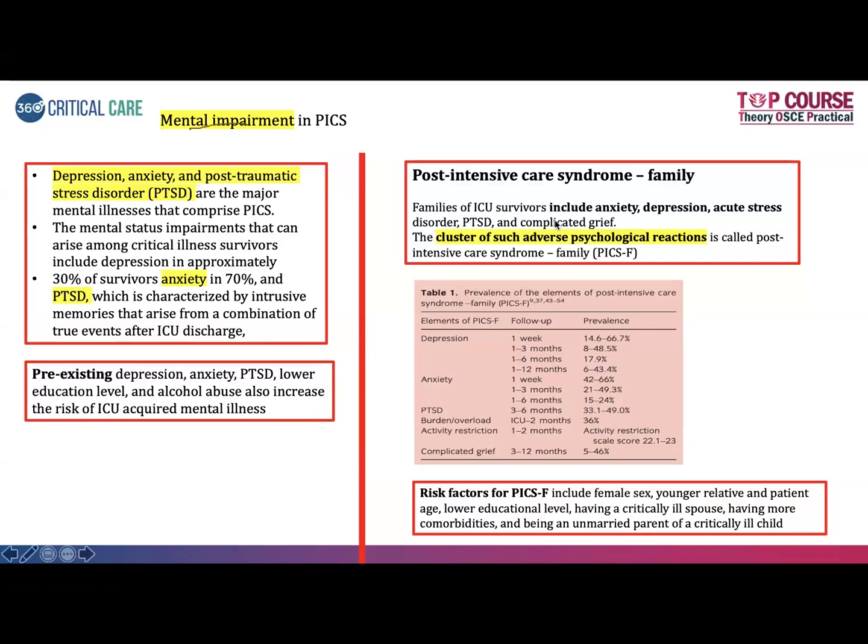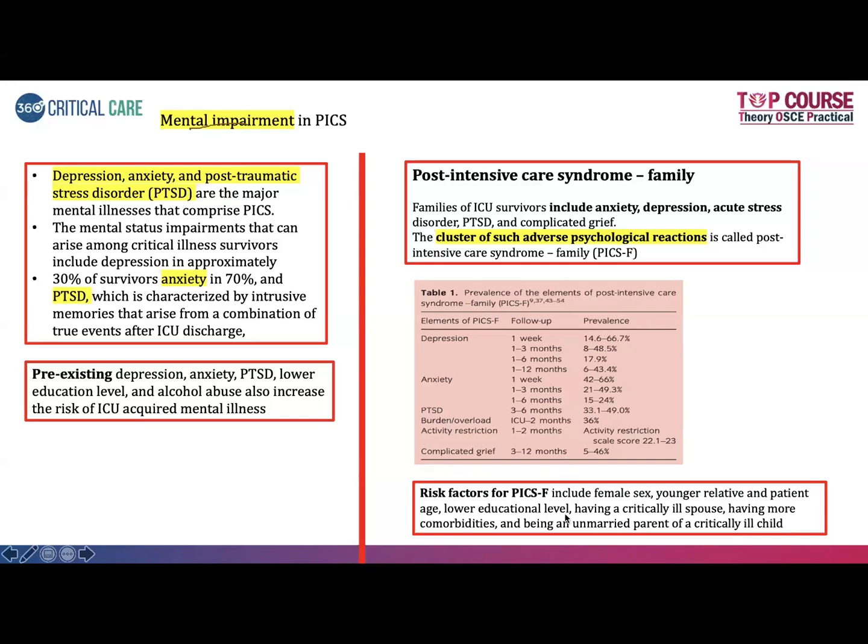When we come to the family, usually the families of survivors also face anxiety, depression, acute stress. A cluster of such psychological reactions is called post-intensive care syndrome family. So the cluster of all these, along with grief, post-traumatic disorder, and then anxiety, acute stress. So you combine these together. So the elements of PICS-F are depression, anxiety, post-traumatic stress disorder, burden, overload, activity restriction, complicated grief. So these are the components.